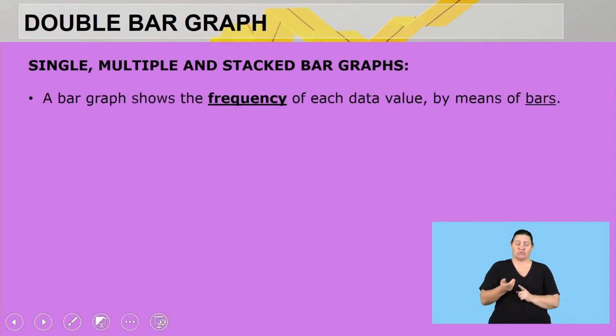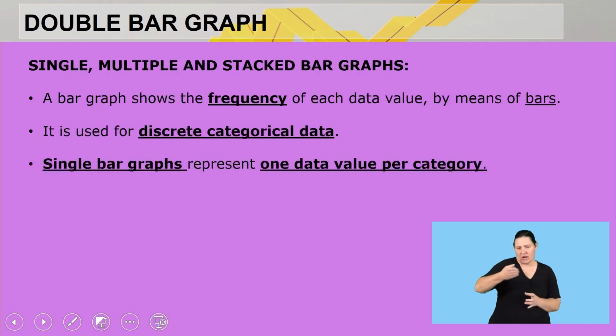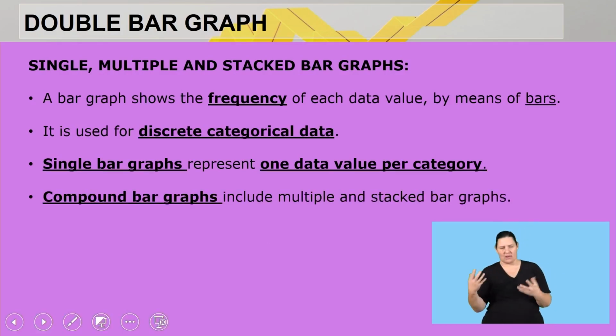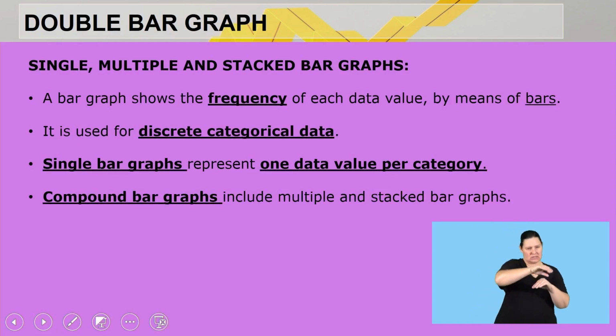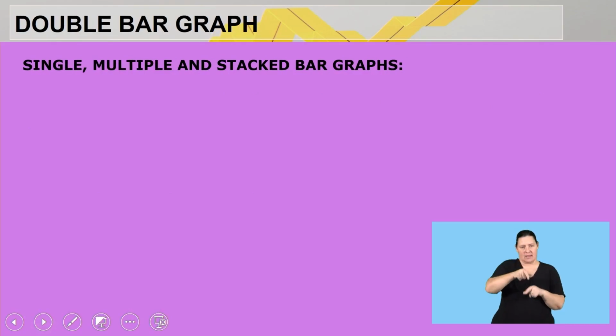A bar graph shows the frequency of each data value by means of bars. Also important is that we use bar graphs to represent discrete categorical data. Then we have single bar graphs that represent one data value per category. Single and one goes hand in hand. And then we have compound bar graphs, and they include multiple and stacked bar graphs.